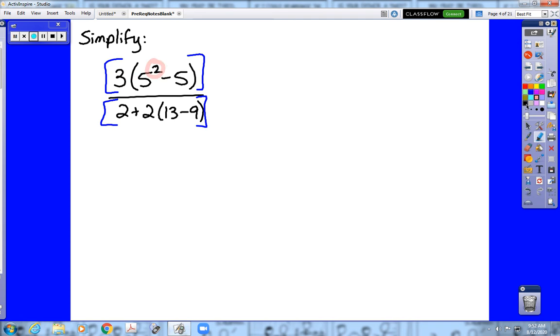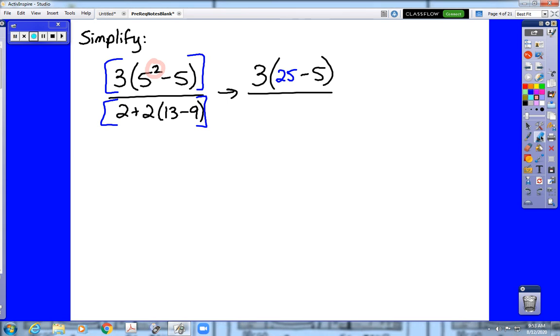So on top we would have 3 times 25 minus 5. And on the bottom, we're going to start inside the parentheses with 13 minus 9, meaning we have 2 plus 2 times 13 minus 9 is 4.